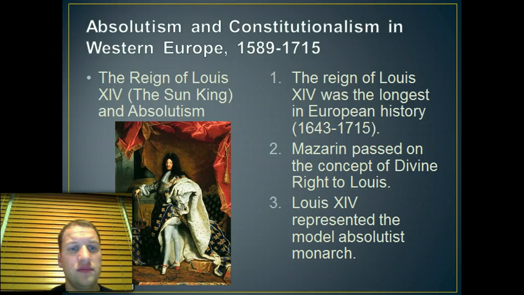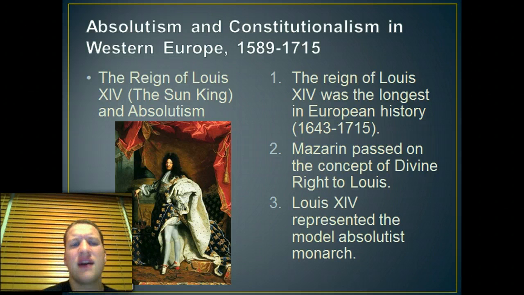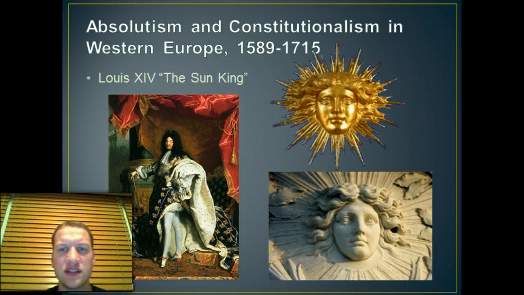People were born, lived, and died under his reign in France, and he wholeheartedly believes in the concept of his divine right to rule. And he becomes the model absolutist monarch that even other absolute monarchs in Europe want to model. He's known throughout Europe and throughout France as the Sun King, and his symbol is the sun, as if everything that he touches, like the light of the sun, is his.